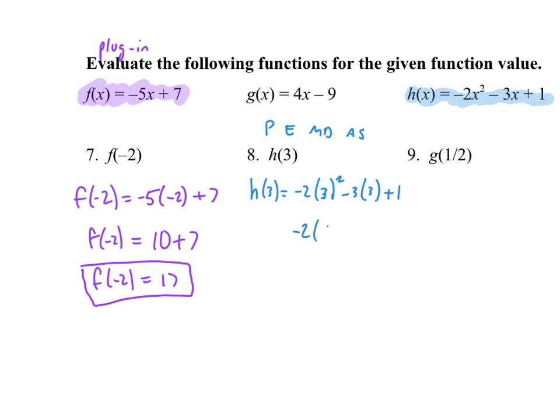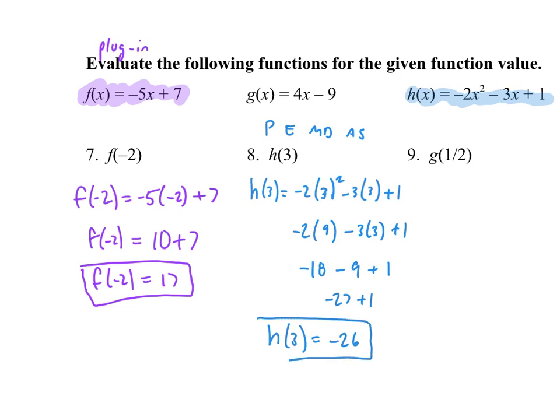So you get negative 2 times 9 minus 3 times 3 plus 1. Now I can start looking for multiplication. Negative 2 times 9 would be negative 18. Negative 3 times 3 would be equal to negative 9, and then plus 1. Now all I have left is subtraction and addition. So negative 18 minus 9 is negative 27, plus 1 is negative 26. So when I plugged 3 into h, I got negative 26 as my answer.